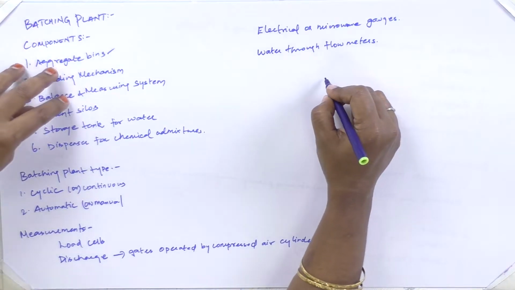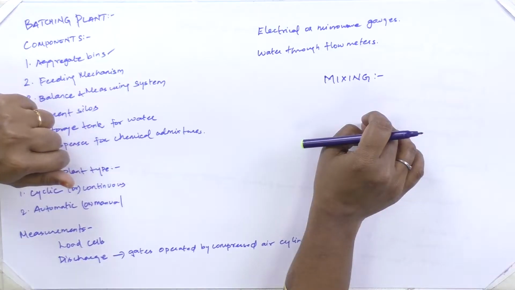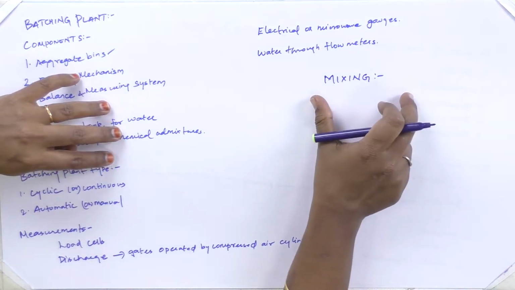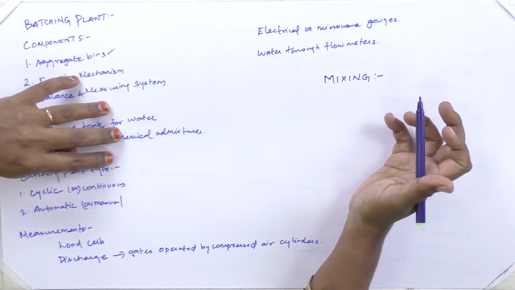Next we will discuss mixing. After measuring the ingredients of specified quantity, we should mix them in order to produce a concrete of uniform quality.